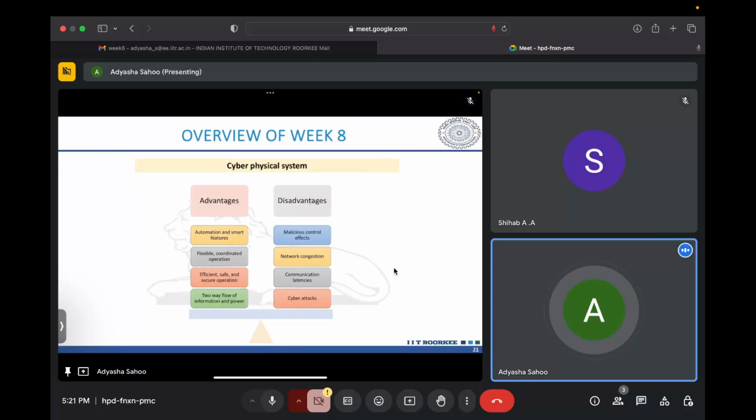But the disadvantage with this cyber physical system is basically malicious control effects. We'll see how the data can be manipulated by a third party to hamper the system. Then there is network congestion due to all this. There may be communication latencies because we are heavily relying on this communication network. And lastly, we can also face cyber attacks.